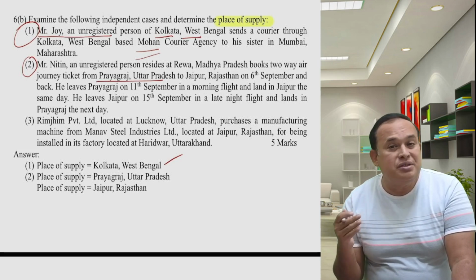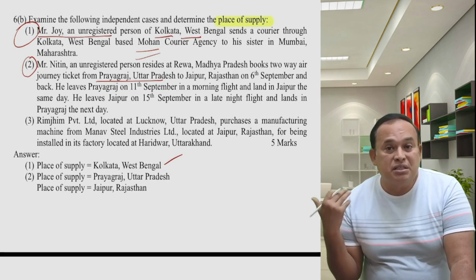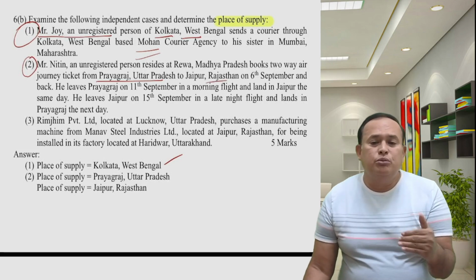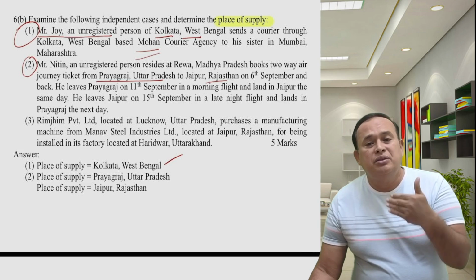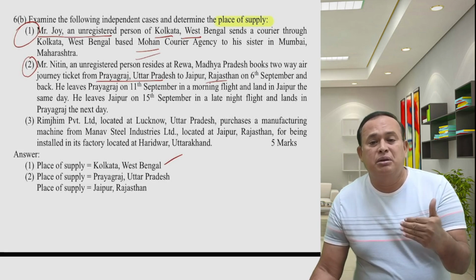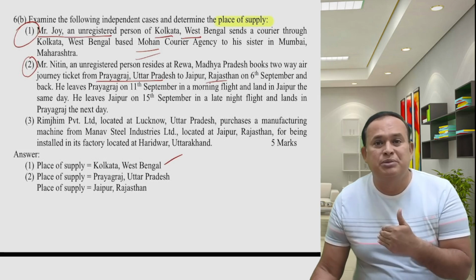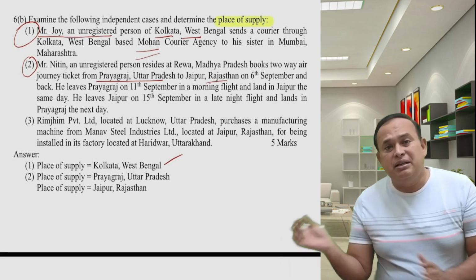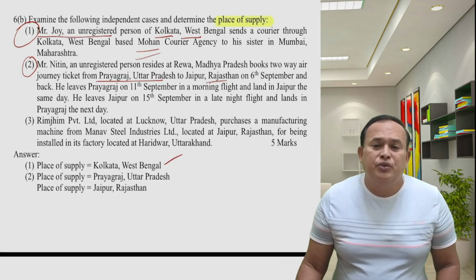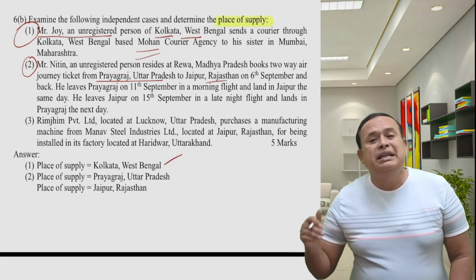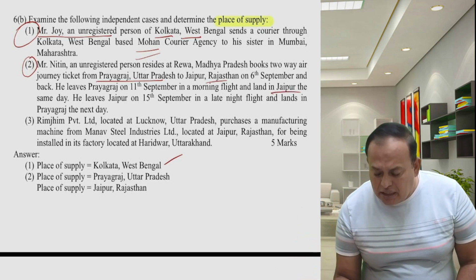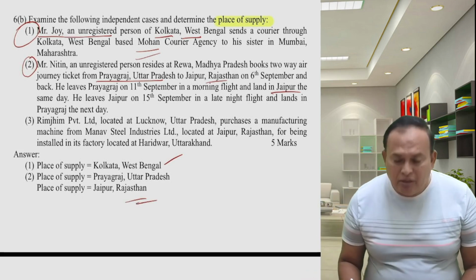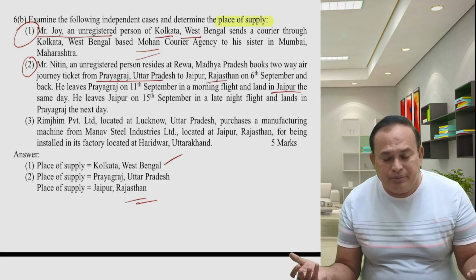It is not a continuous supply of service because there is a stopover in Jaipur. Therefore, he embarks from Uttar Pradesh and disembarks in Rajasthan. Place of supply is Uttar Pradesh because the recipient is an unregistered person. Thereafter, in the second leg, when he is returning back to Uttar Pradesh from Jaipur, he embarks from Jaipur. In the second case, place of supply is Jaipur, namely Rajasthan. So there are two-way supplies.